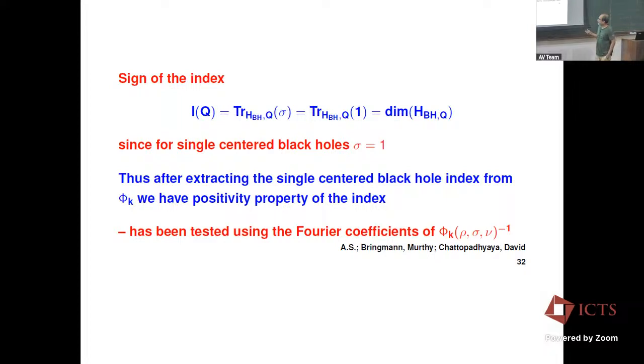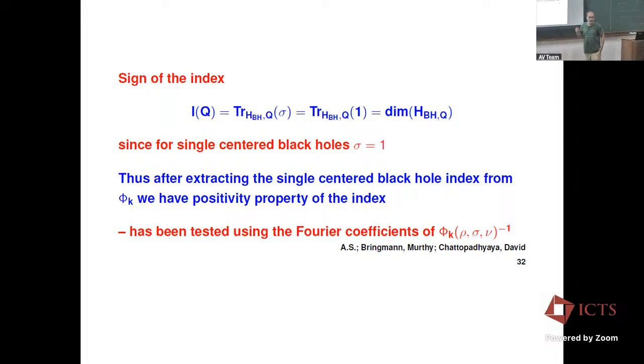But I said that this index gets contribution from only black hole states, and for black hole states, sigma is identically equal to 1. Right? So that's the way we say that I(Q) should be equal to the dimension of H_BH, and this, of course, is positive because it's the dimension of a Hilbert space. So the fact that the black holes carry sigma equal to 1 and the fact that the contribution to the index comes purely from black holes together implies that the index will be positive.